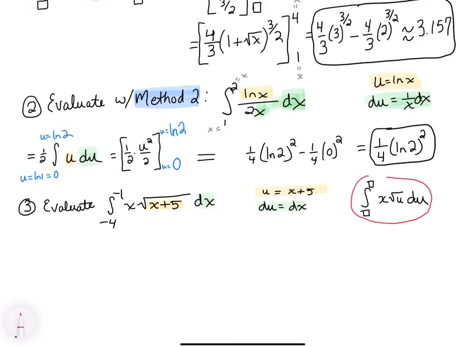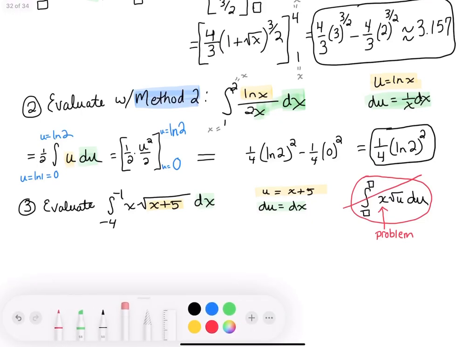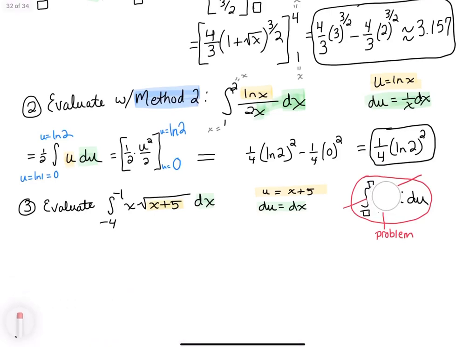This is a problem. What's the main problem is that we still have a function of x here, that little old x. We have to get all of the x's and dx's into u's and du's. So in this case, we're going to again see something a little different than anything we've seen before.